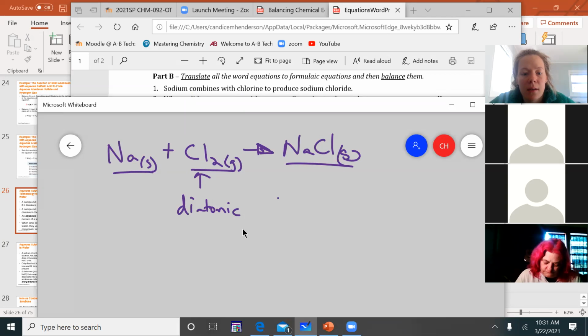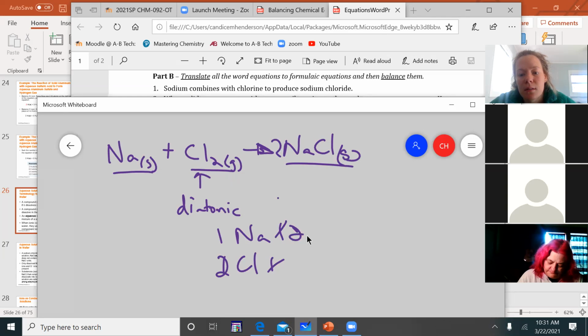So here we've got NaCl. I've got 1 sodium, and end with 1 sodium. I've got 1 chlorine, I end with 2 chlorines on the left, and I end with 1 chlorine on the right. So I'll put a 2 here. That changes both of these to 2. So I need to put a 2 here to balance it out.